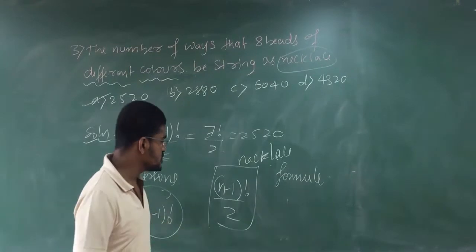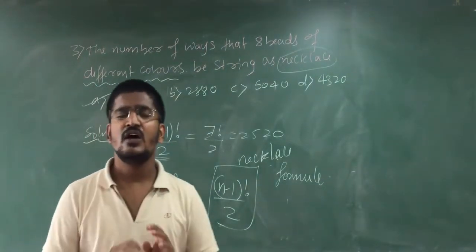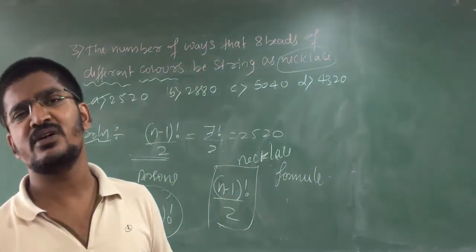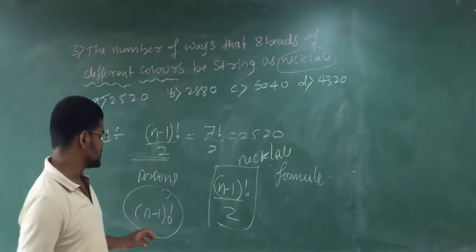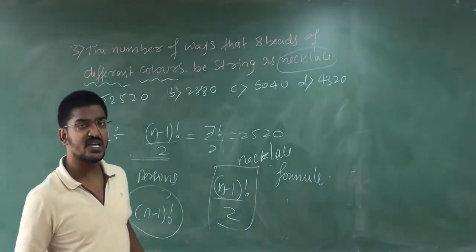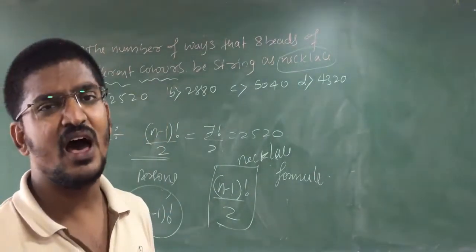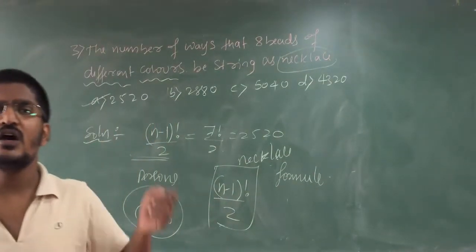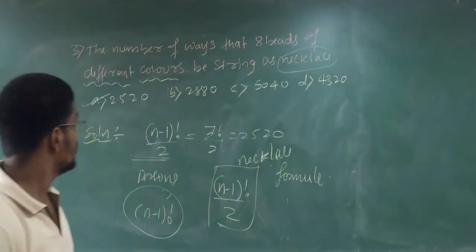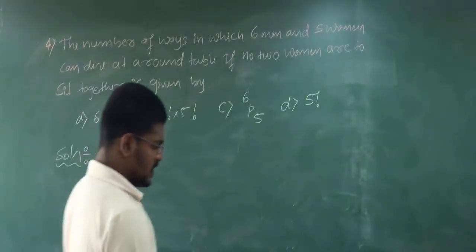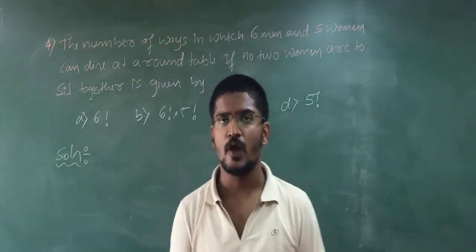The proof of these formulas, don't worry. Clear? If you want, we will discuss some other time. But here, don't worry about those things. N minus 1 factorial for persons, n minus 1 factorial by 2 for necklace. Clear? Okay students, now let us go for the next problem.